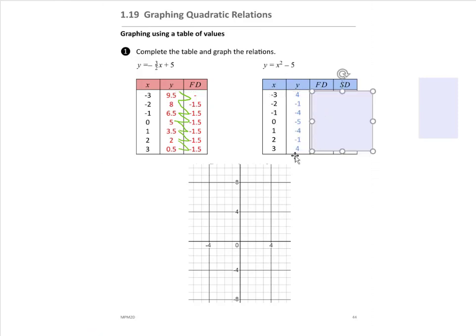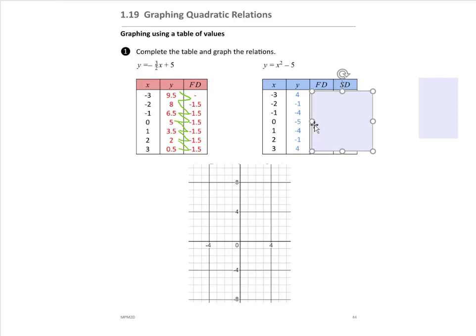We just keep doing this until we fill out our first column here from negative 3 to positive 3 for the x values. What you'll notice here is the first difference from 4 to negative 1 is 5, because you go down 5 to get to negative 1. The first difference, again, for negative 1 to negative 4 is 3. The first difference between negative 4 and negative 5 is 1. And then we start seeing the first differences repeat, but in reverse.